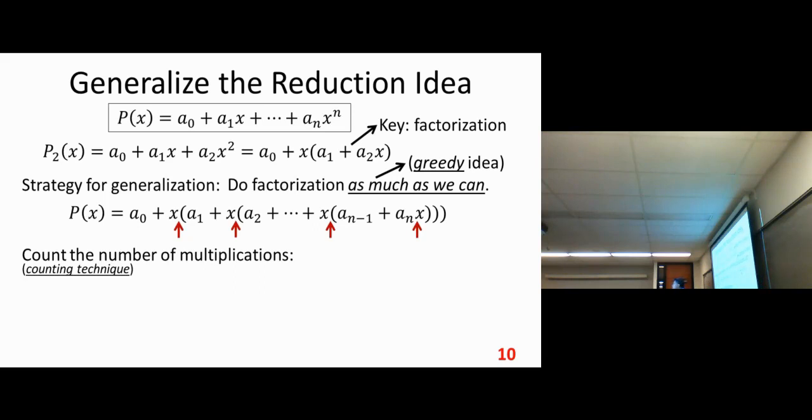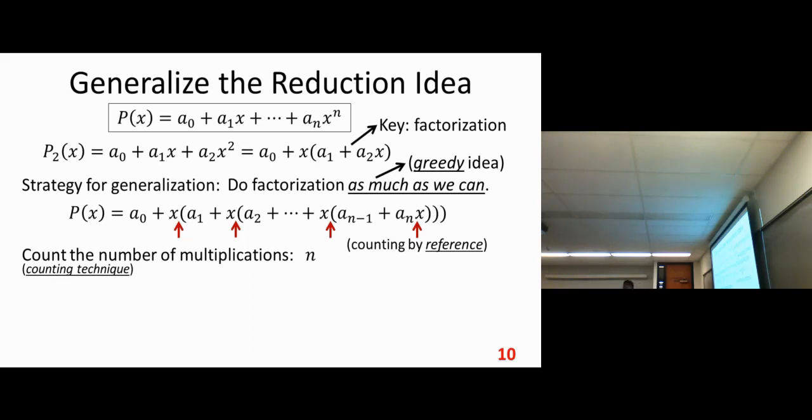So how many multiplications do we have? How many A's do we have? N. So that's the easy answer, counting by reference. Very effective. Answer: N.